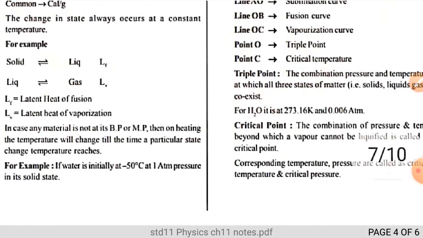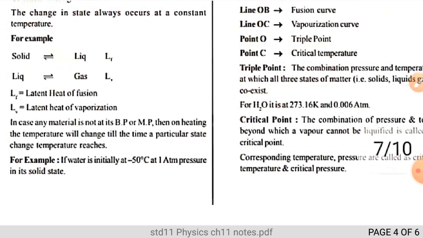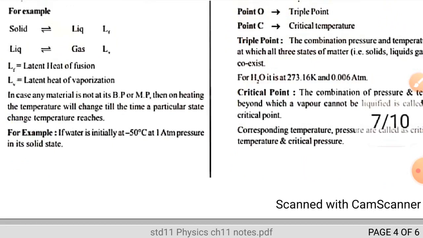And another conversion is latent heat of vaporization, from liquid to gas or gas to liquid, right? So in any case, when the material is at its boiling point or melting point, the temperature will change until a particular state change temperature is reached. For example, solid ice changes into liquid water, but during that change, the temperature remains constant, for example at 0 degrees Celsius.